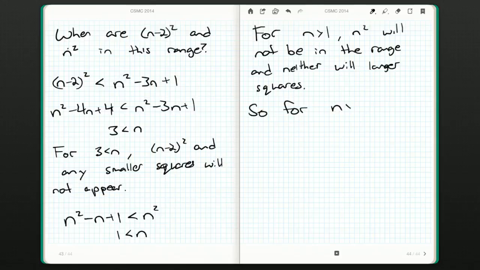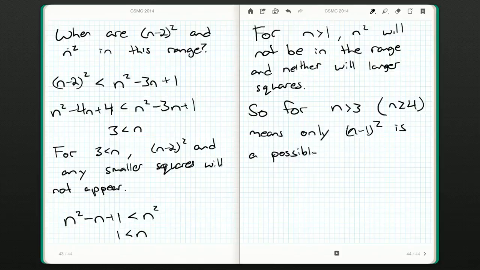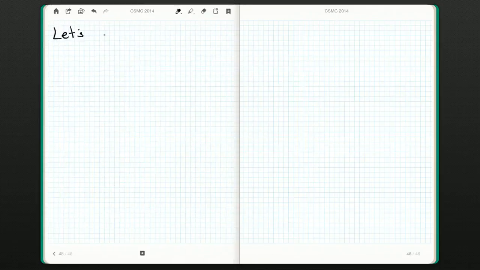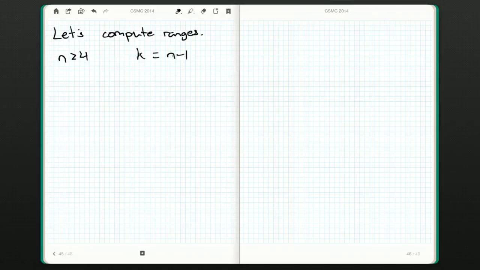So combining both these facts, n greater than 3, or rather n greater than or equal to 4, only n minus 1 squared is in that range. So if n is greater than or equal to 4, we know k is going to just be equal to n minus 1. So eventually we will just have a general set of values of k where there's just always 1 or 2 or 3 possible values for x, but there's probably a couple special cases smaller.